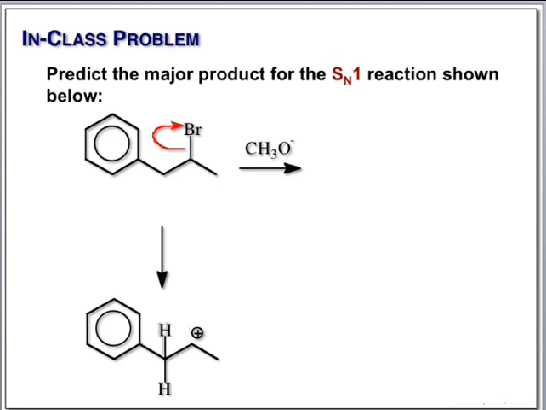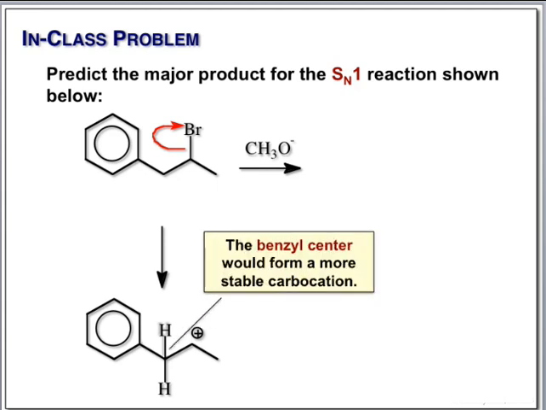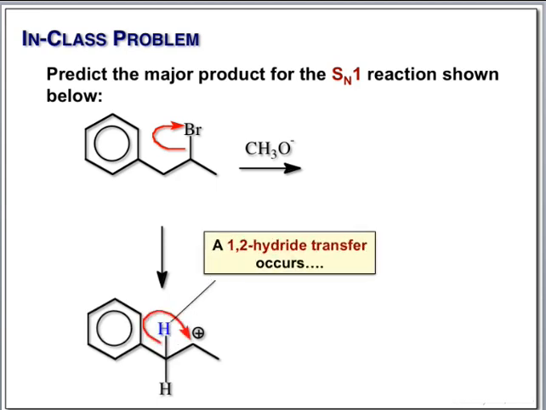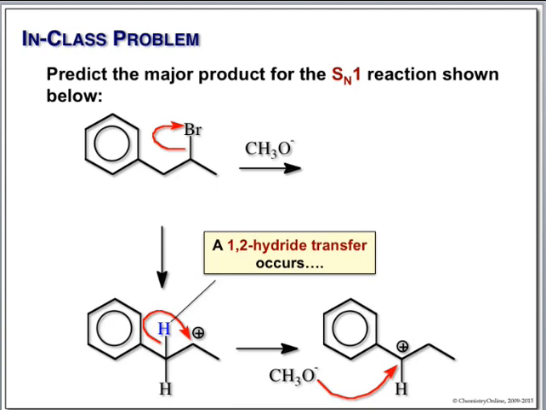The most stable carbocation. We're going to transfer the hydride from the benzyl center to the secondary. And our product here is our benzyl carbocation. So initially formed carbocation, most stable carbocation following rearrangement, and then our final product: methoxide simply adds to the carbocation to give our benzylic ether. Any questions?